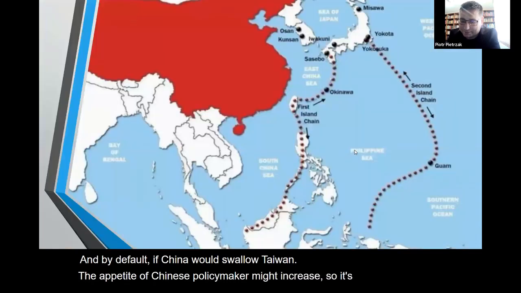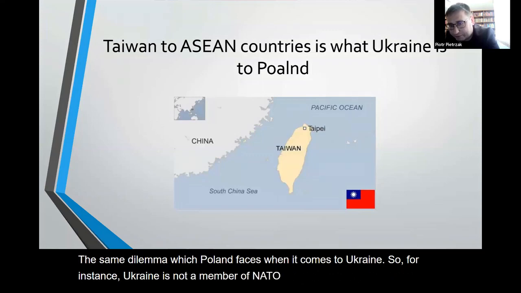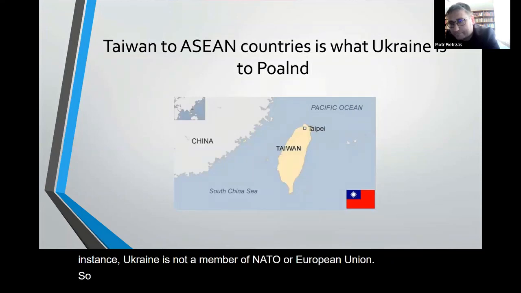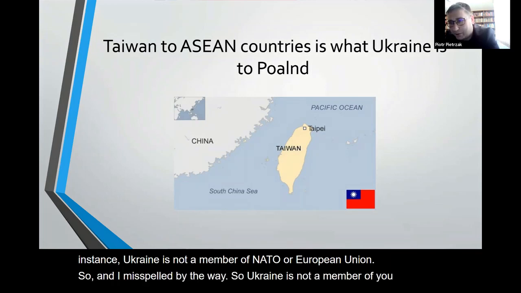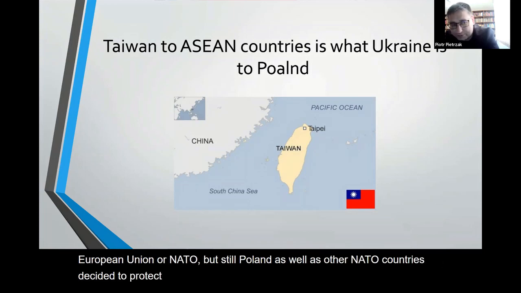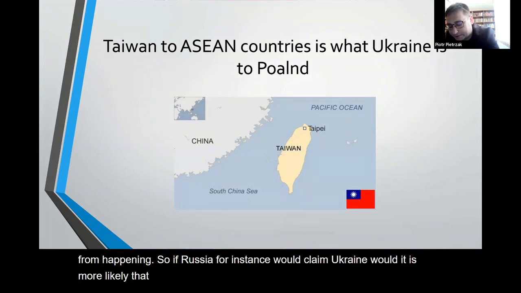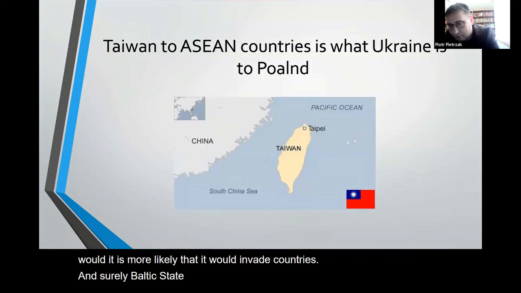So it's pretty much the same dilemma which Poland faces when it comes to Ukraine. So, for instance, Ukraine is not a member of NATO or European Union. So I misspelled Poland, by the way. So Ukraine is not a member of European Union or NATO, but still Poland, as well as other NATO countries, decided to protect Ukraine and support Ukraine militarily in order to stop the domino effect from happening. So if Russia, for instance, would claim Ukraine, it is more likely that it would invade countries such as Baltic states or Moldova.